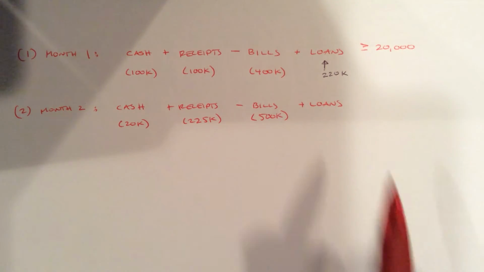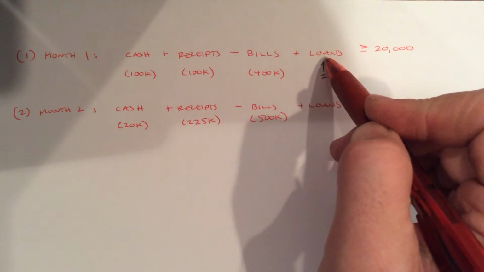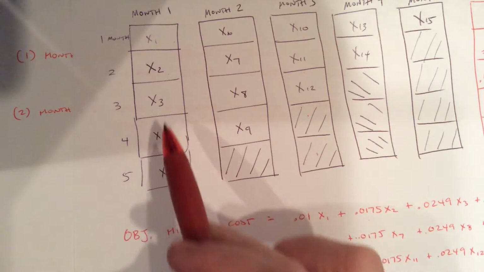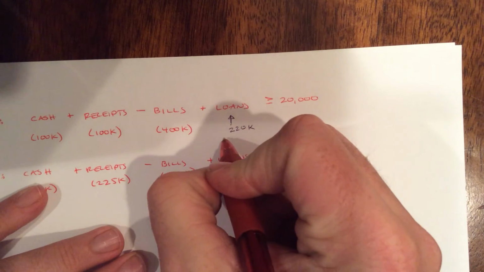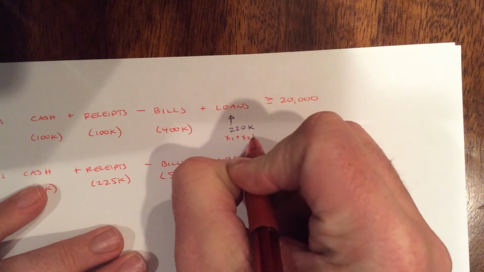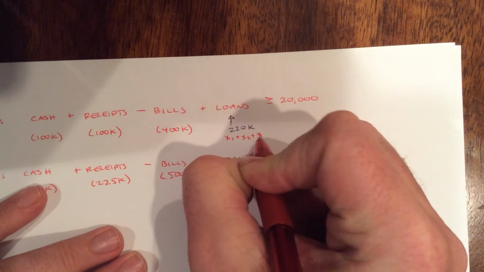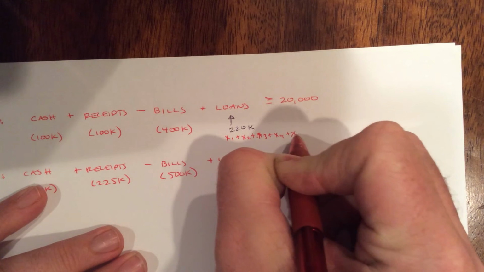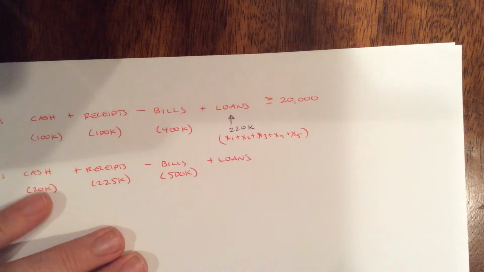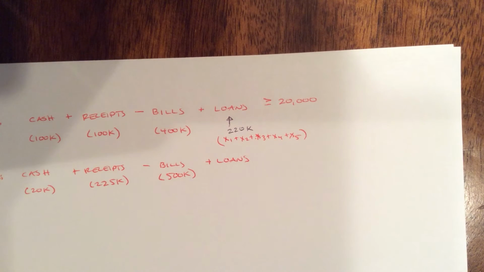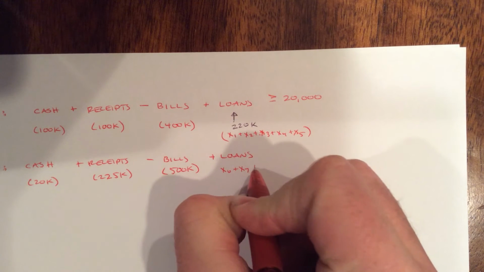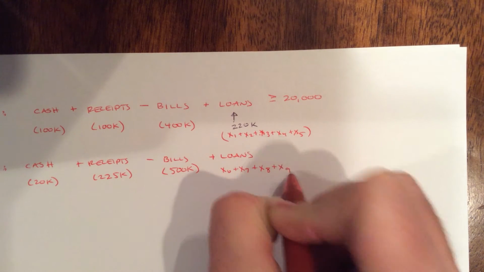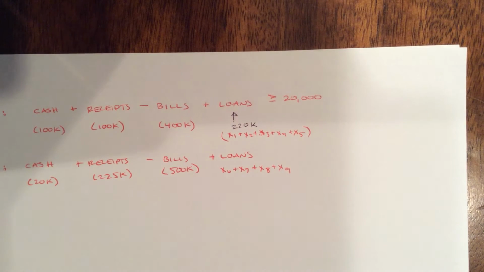Okay, so real quick, when we think of loans here, how much loans do we take out in month 1? Well, loans is going to be X1, 2, 3, 4, 5. That's the amount of loans we take out in month 1. So while I wrote 220,000, what we really want to think about is this is X1 plus X2 plus X3 plus X4 plus X5. That's the amount of loans we take out in month 1. All right. So in month 2, how much loans do we take out? Well, it's X6 plus X7 plus X8 plus X9. And that's the amount of loans we take out.